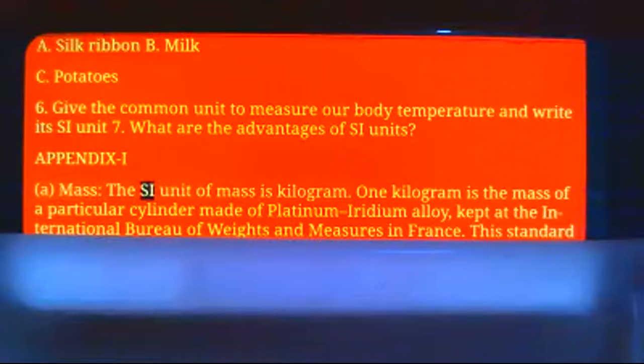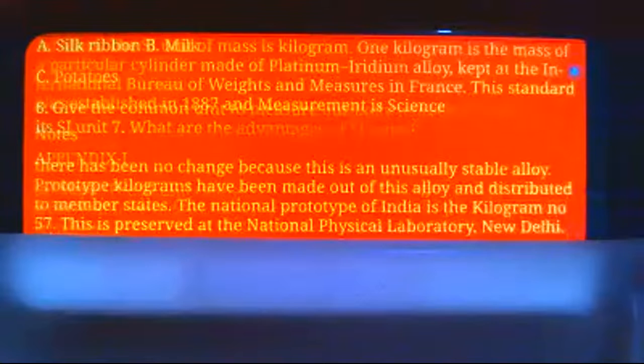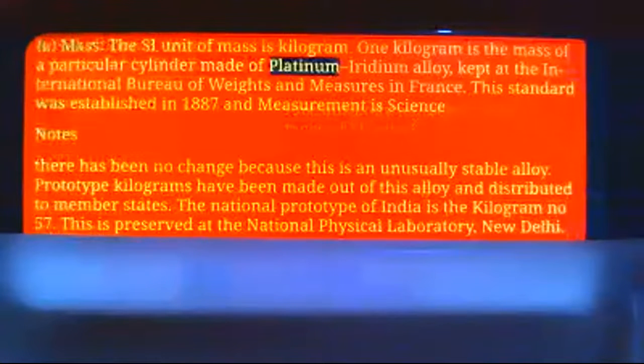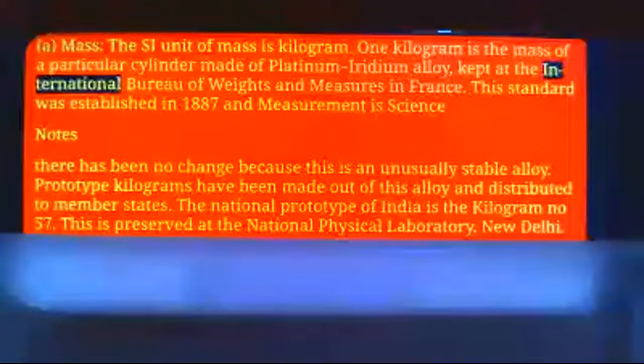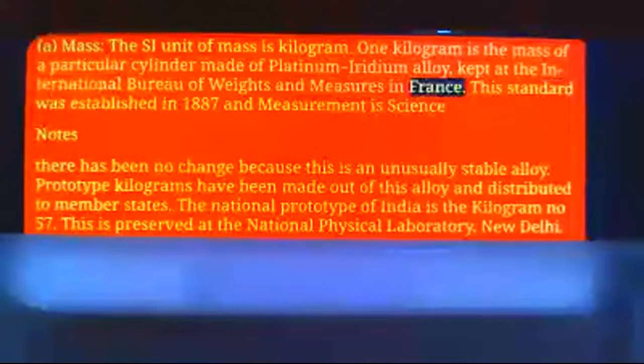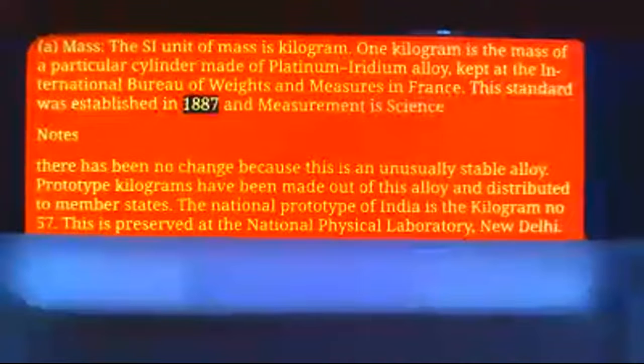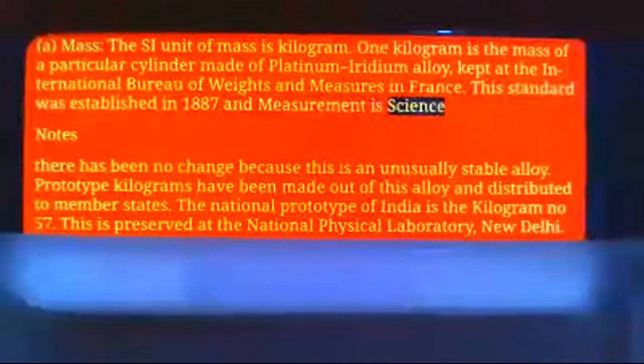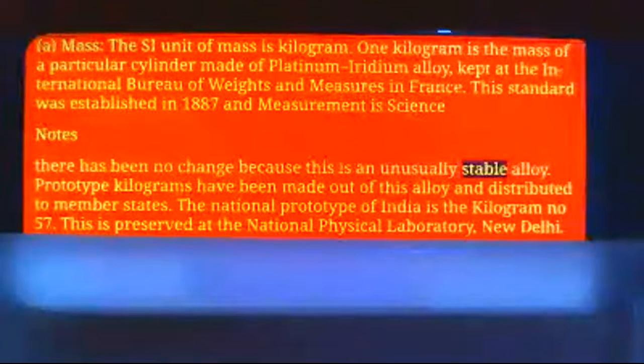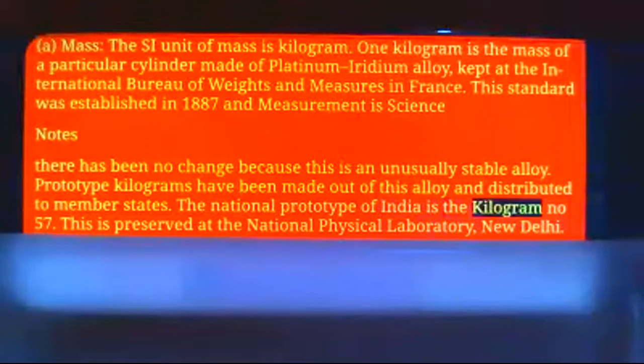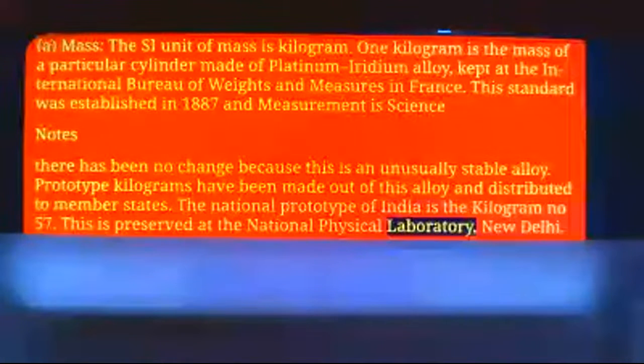A. Mass. The SI unit of mass is kilogram. 1 kilogram is the mass of a particular cylinder made of platinum iridium alloy kept at the International Bureau of Weights and Measures in France. This standard was established in 1887. There has been no change because this is an unusually stable alloy. Prototype kilograms have been made out of this alloy and distributed to member states. The national prototype of India is the kilogram number 57. This is preserved at the National Physical Laboratory, New Delhi.